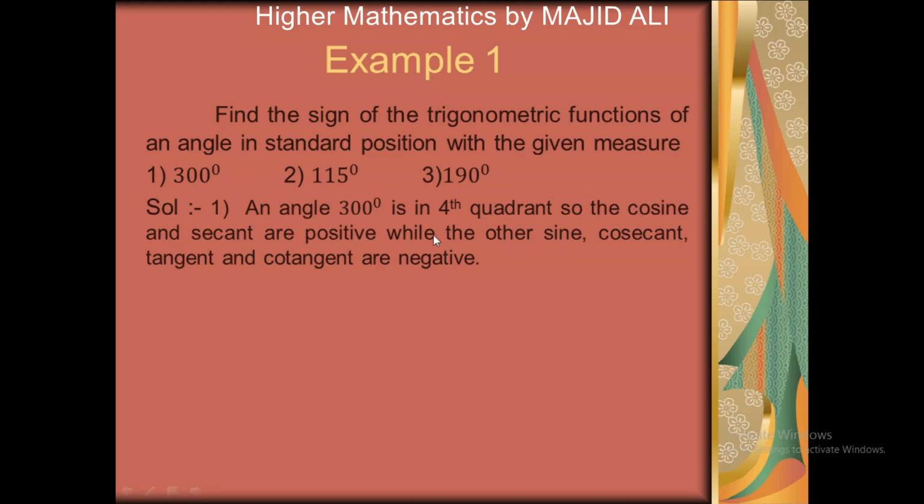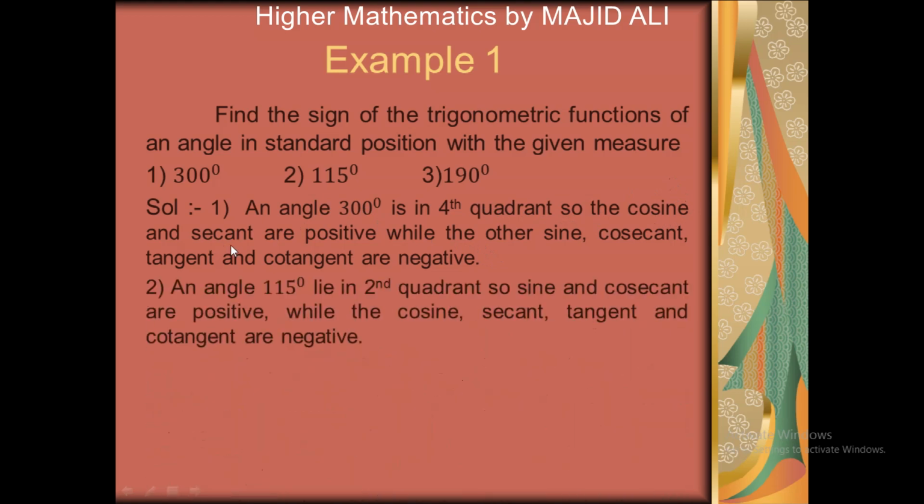The others, sine, cosecant, tangent and cotangent, are negative because in the fourth quadrant x is positive and y is negative. If x is positive, we say that cos and secant are positive because we know cos is equal to x over r. R is always positive and x is positive in the fourth quadrant, so only the values of cos and secant are positive, the other four are negative.